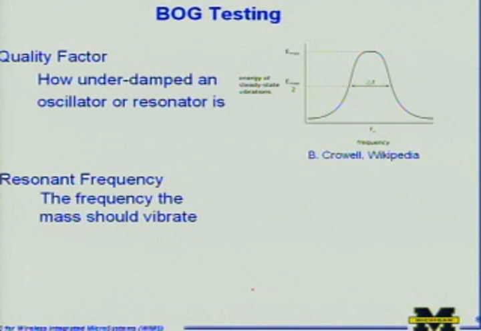In the testing, we apply drive signals with different frequencies and want to find the quality factor and the resonance frequency. The quality factor is how underdamped an oscillator is, and the resonance frequency is the frequency at which the mass should vibrate.